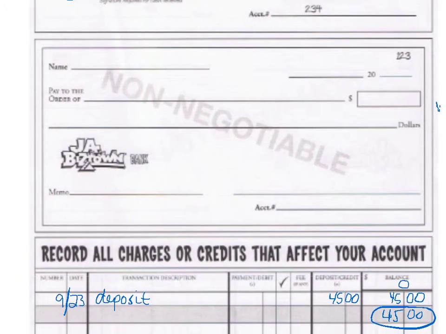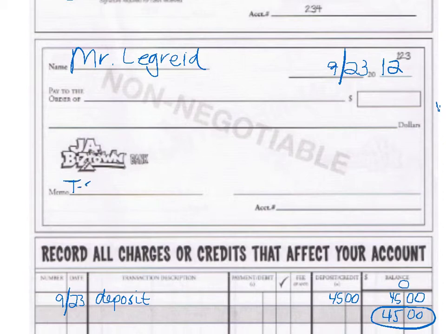Okay, so on the check, just like before, we're going to put our name on it. And we're going to put yesterday's date. We bought a t-shirt from Kip Sharpstown. So under memo we can first put t-shirt, because that's what we bought, and pay to the order of Kip Sharpstown.